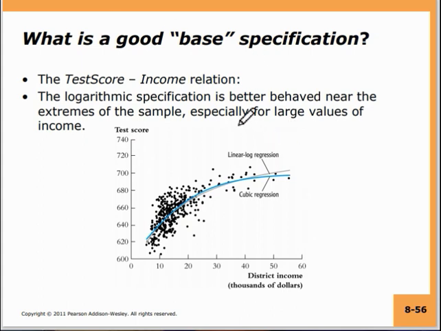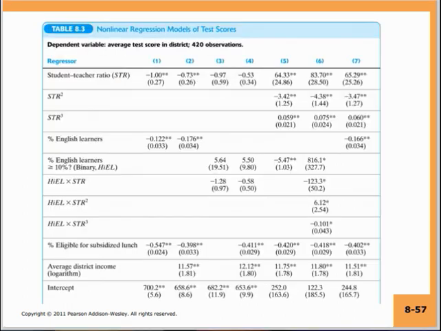So the good base specification, when we look at it from a graphical point of view, they are saying that the logarithmic specification looks like it is better behaved, though I thought that the cubic regression is probably going through the middle of the points at the extreme ends of income. But let us look at the actual models when they have been built, and the models have been represented in this compact kind of table, which is what I recommend that you also can use.